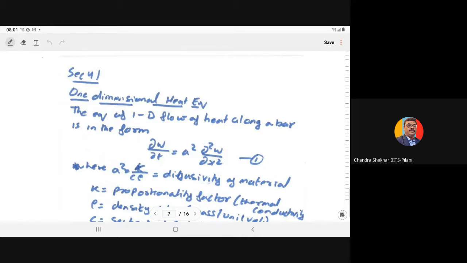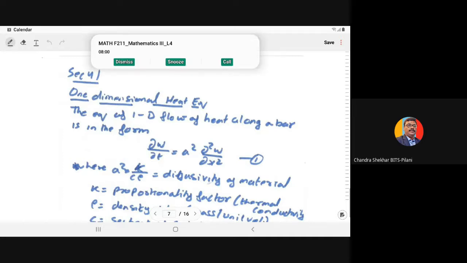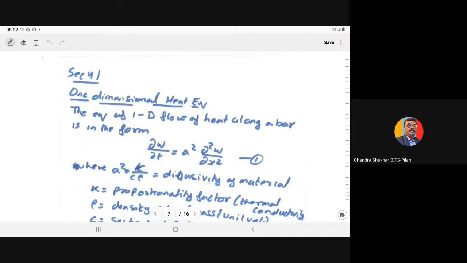So presently we are studying the last topic, partial differential equations. In that we have to cover two topics: the one-dimensional wave equation and the one-dimensional heat equation. In the last class I gave you the idea about the one-dimensional wave equation. Now today we will cover the one-dimensional heat equation.